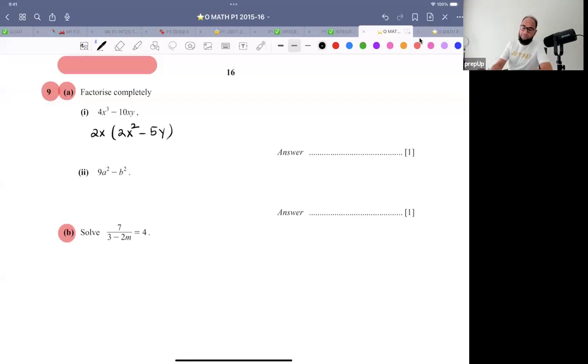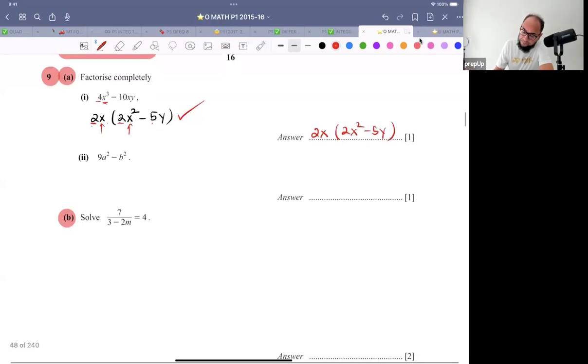Let's double check. Now, 2 into 2 is 4, that is perfect. x into x squared is x cubed, that is perfect. 2 into 5 is 10 and x into y is xy. So this is all good. That's the maximum you can simplify. 2x squared minus 5y. So I hope everyone got this first thing very, very correct.